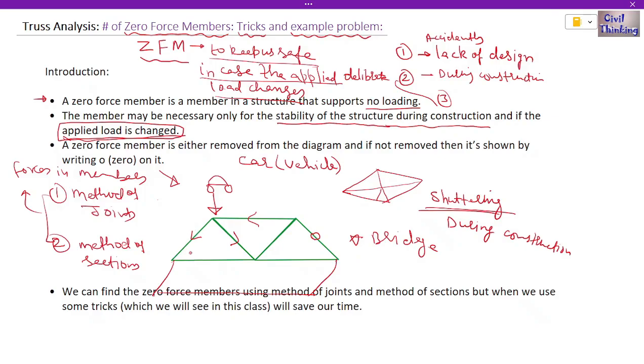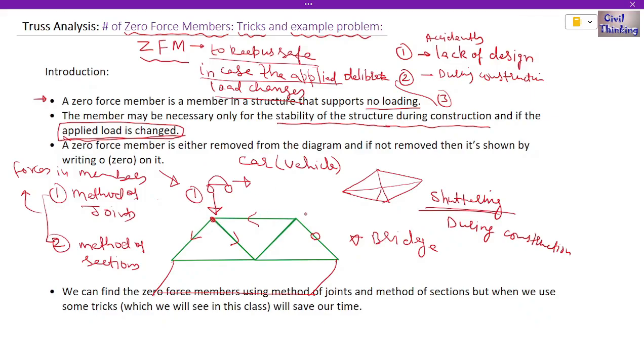We have a moving car, which is moving in this direction towards the right, and first it exerts load here, and because of load 1, this member is a zero force member. Why does this become a zero force member? Because the load is at this joint.